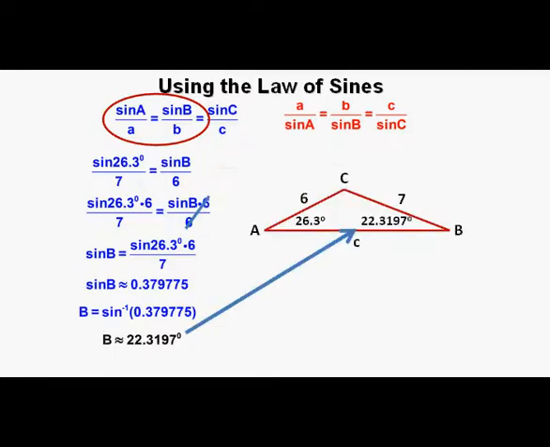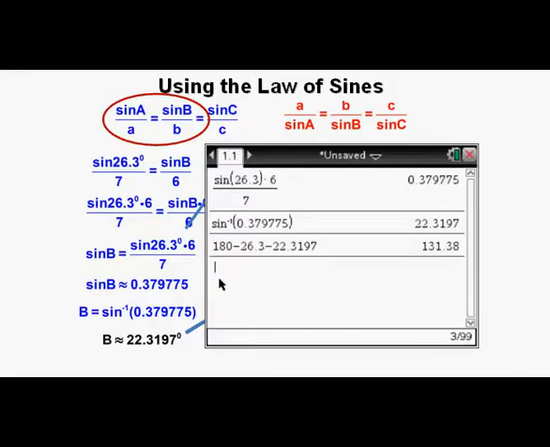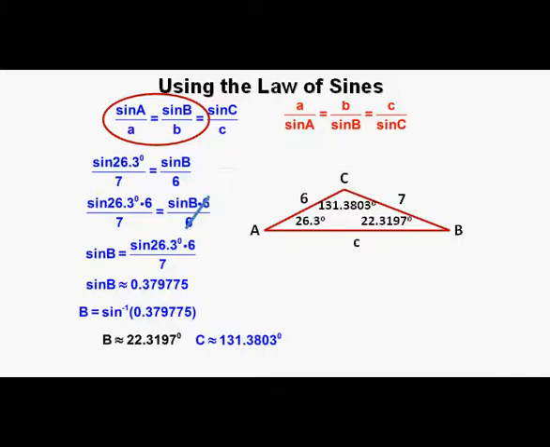And we label the triangle as well. Next we can solve for angle C by subtracting 26.3 degrees and 22.3197 degrees from 180 degrees, and we get 131.38 degrees. If we press Control, then the equal sign, the calculator gives us a more accurate measure of angle C, 131.3803 degrees, so we label angle C as well.